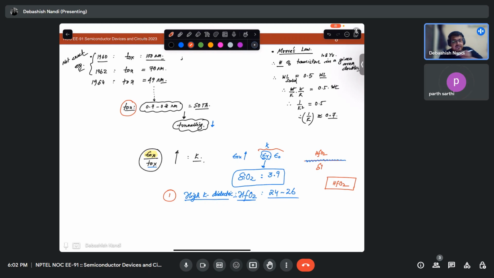It depends only on TOX, right? Yes, sir. So if you take your hafnium dioxide, you can increase your TOX. So they put a very small thin layer of SiO2 and then they use a silicon substrate. So that what happens, your transport at the silicon and silicon dioxide interface remains intact.